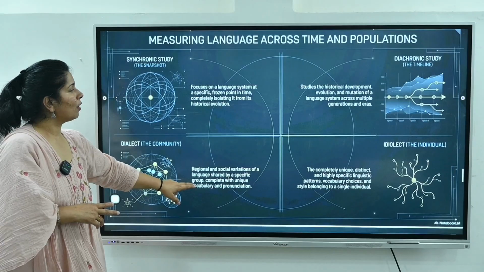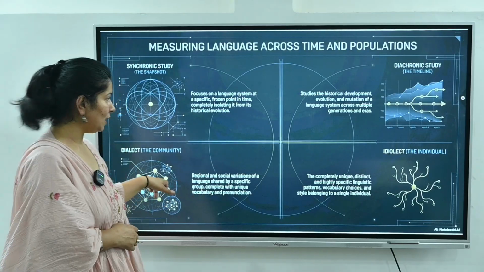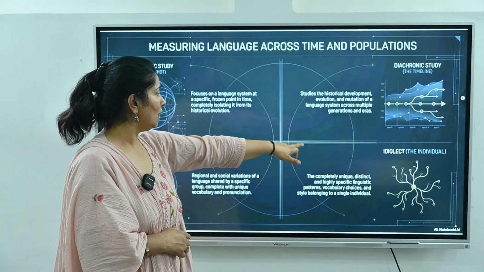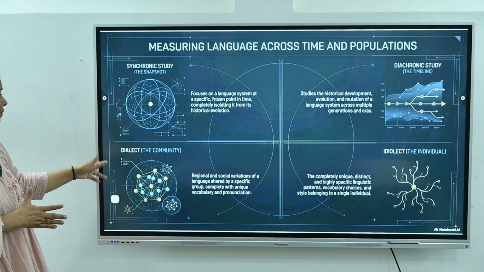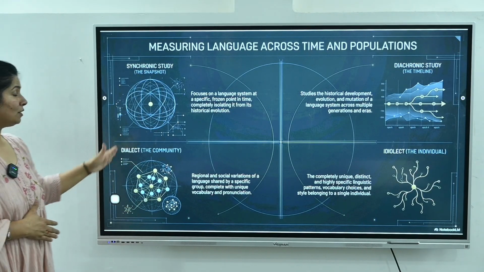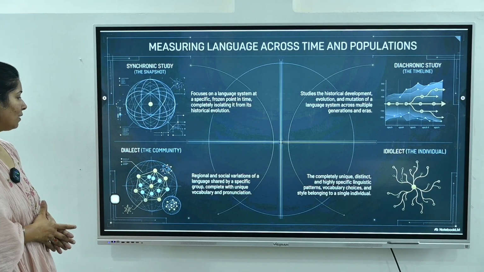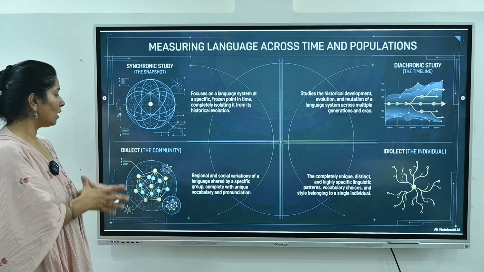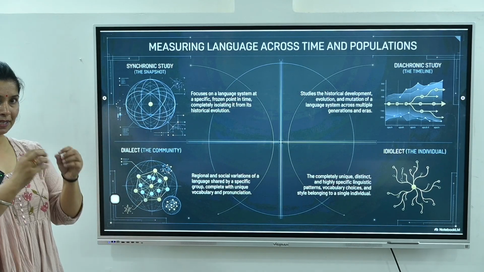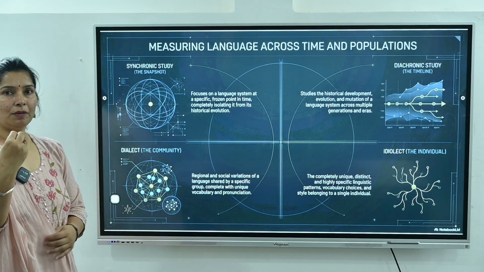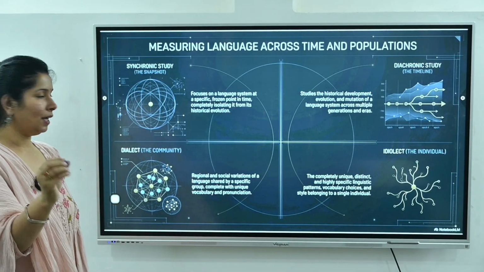Another concept is dialect, which is based on community, and second is idiolect, which is based on individuals. So the main difference is this. Dialect, which is based on community, means regional and social variations of a language shared by a specific group, complete with unique vocabulary and pronunciation. It is a dialect spoken by the people of a particular region or area.